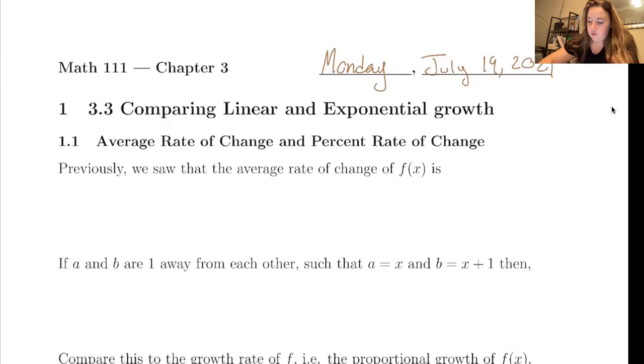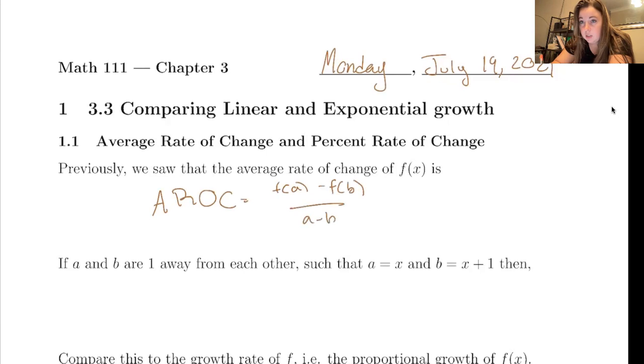previously we saw the average rate of change of f(x). You guys remember AROC, our average rate of change. We know that that is defined as f(a) minus f(b) over a minus b.